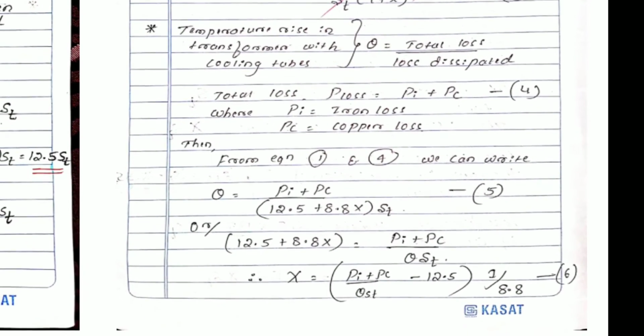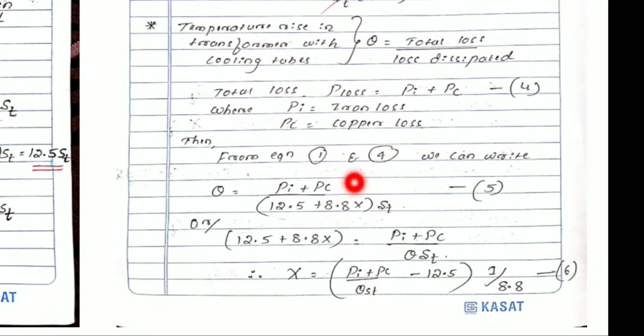So this theta will be equal to Pi plus Pc divided by 12.5 plus 8.8x into the bracket of the St. Or shall I write this equation like 12.5 plus 8.8x equal to Pi plus Pc divided by theta St. I will take this theta here, and this St was remaining here. So what is constant here? x is the constant, because everything else we know.